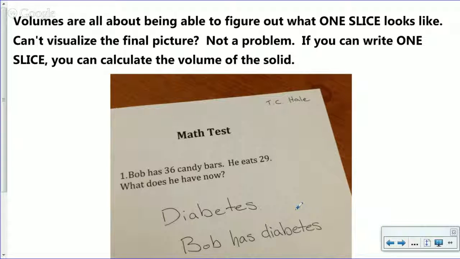But I just want to reiterate that calculating these volumes is all about being able to figure out what one slice is. If you can't visualize the final picture, the final shape, that's really okay. As long as you can write one slice, you're going to be able to calculate the volume of the solid. So if picturing 3D shapes like this is not your forte, don't freak out, because you can totally still figure out all the volumes.